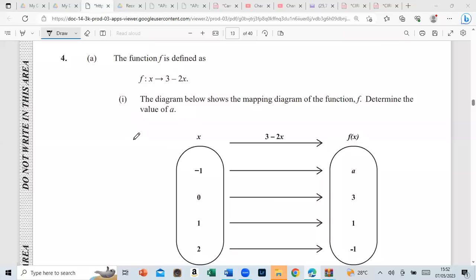Alright, so I like this one also. Don't think I've done one like this recently. So, yeah, add this one to it.